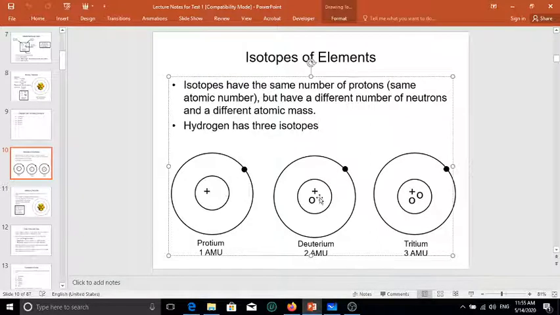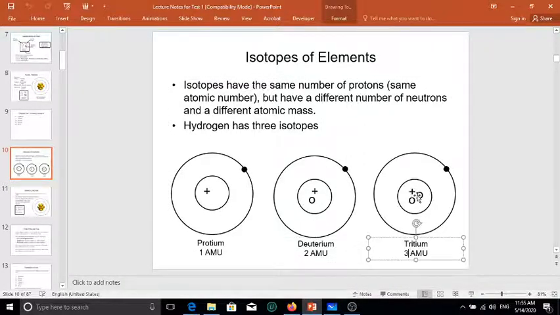You can see all three hydrogens have one proton. The difference is that the second one has one neutron, and the last one has two neutrons, which make up a 2 AMU atomic weight and a 3 AMU atomic weight. So there are three isotopes of the hydrogen element, and that's also the reason why we don't use the number of neutrons as the identity of the elements. You can have a different number of neutrons even though you are the same element with the same number of protons. The main difference is the atomic weight.